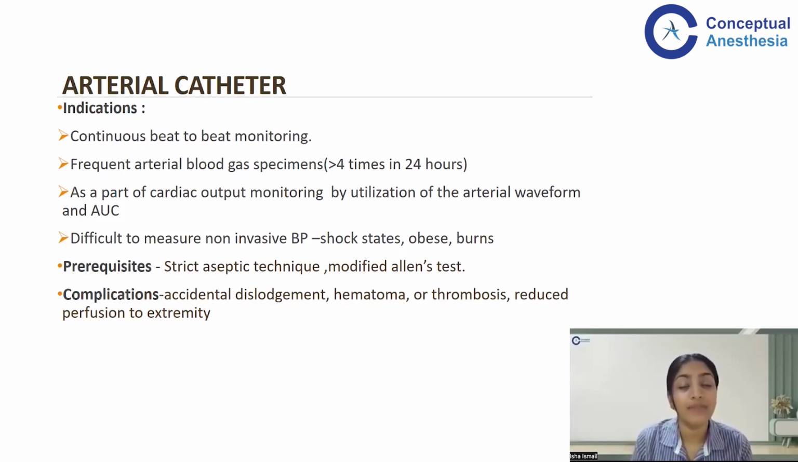and if there is some complication that occurs to this vessel, the collaterals will see to it that there is perfusion to the extremities. So complications could be just accidental dislodgement and bleeding from there, hematoma formation, thrombosis, and reduced perfusion to that periphery.